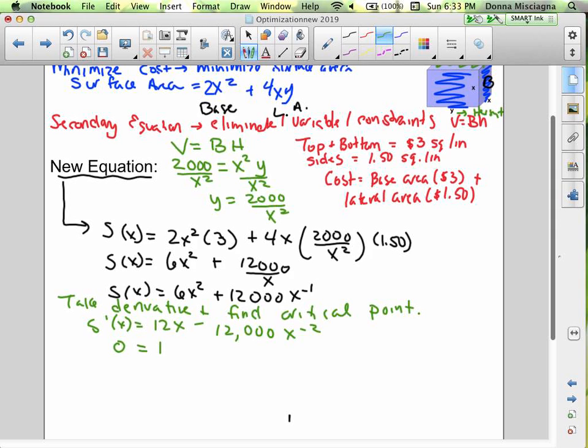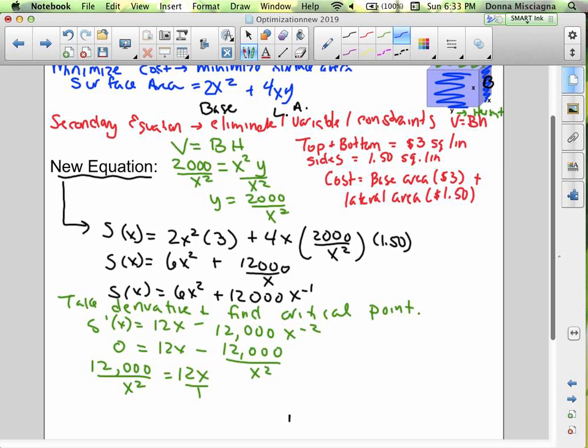So 0 equals 12x minus 12,000 divided by x squared. Once we change that to a proportion, we can simplify. So we have 12,000 divided by x squared equals 12x. And I like to put it over 1. It looks nice to me.